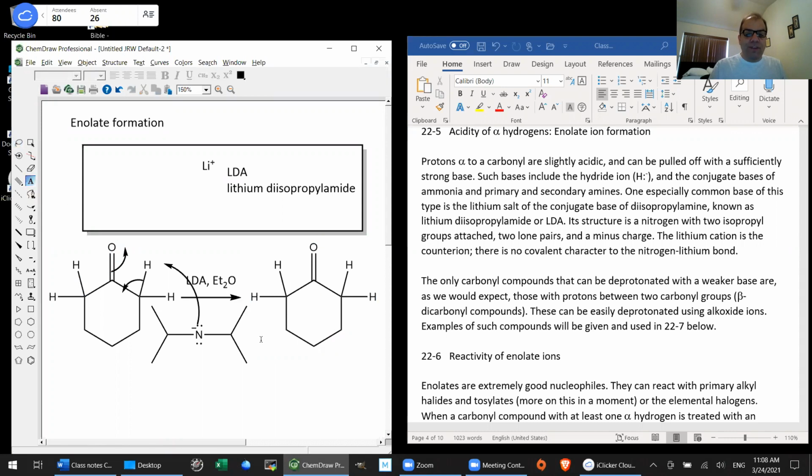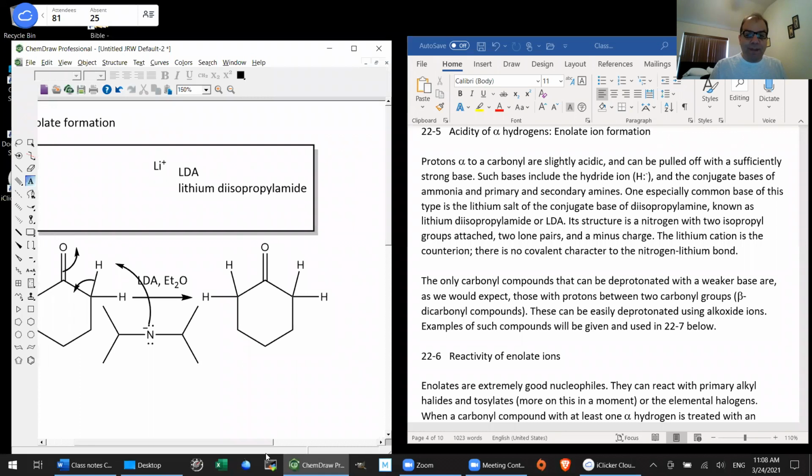Could you use something like a hydroxide or alkoxide base? Yes, but then it wouldn't be quantitative. You'd only get a little bit of the enolate at any one time. And that's now something that we could use to our advantage, which is what I'm going to point out in that addendum at the end of the chapter.